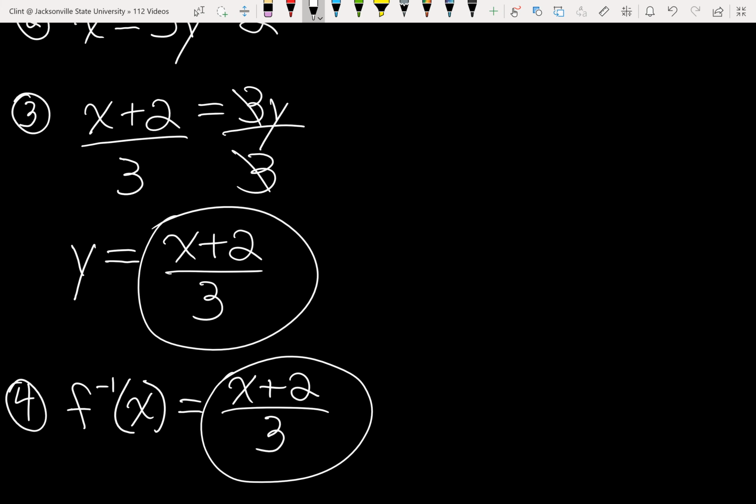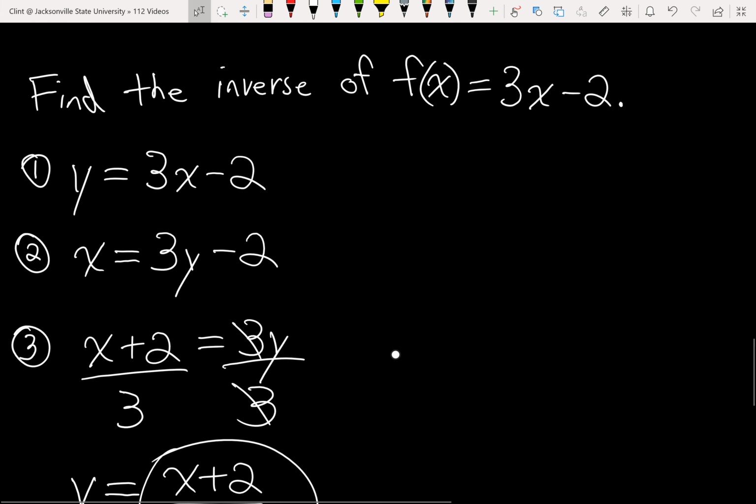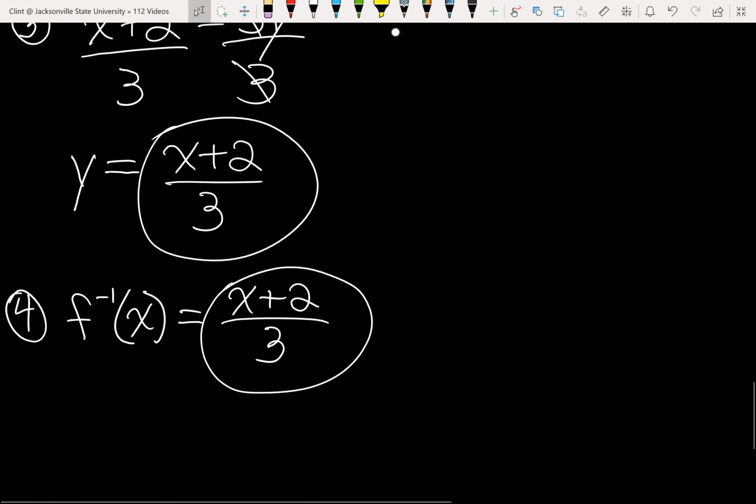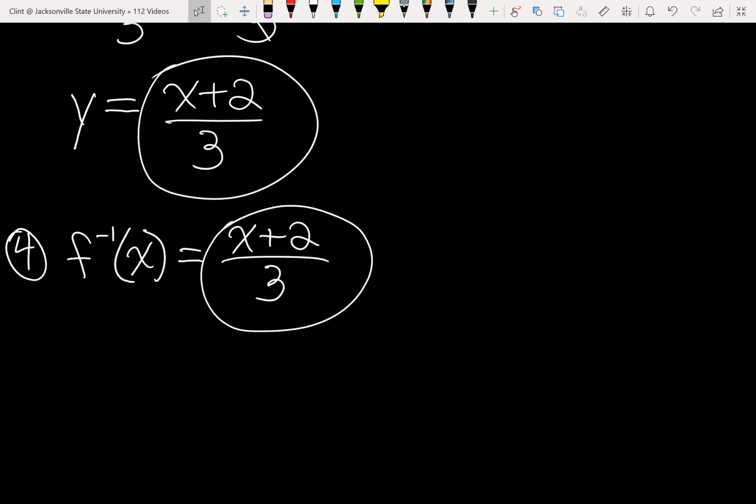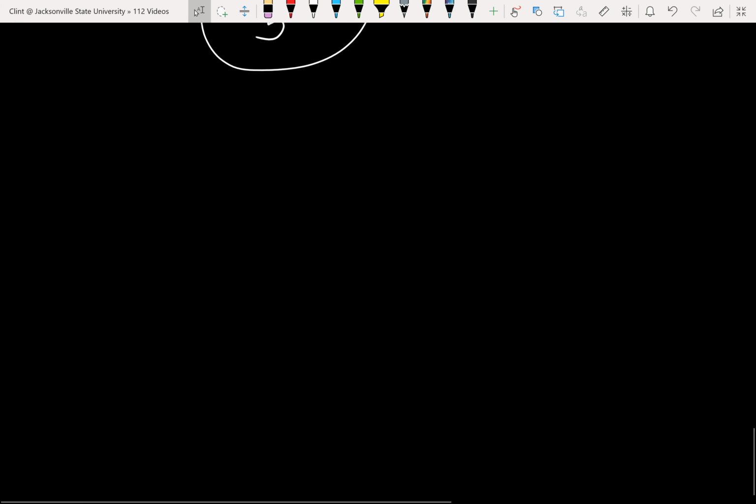Okay, and you can tell these are backward from each other, right? Because on the first one, we multiply by 3 and then subtract 2. And on the inverse, we add 2 and then divide by 3, right? So you can tell they do the opposite. All right, let's do another one. That one was pretty simple.